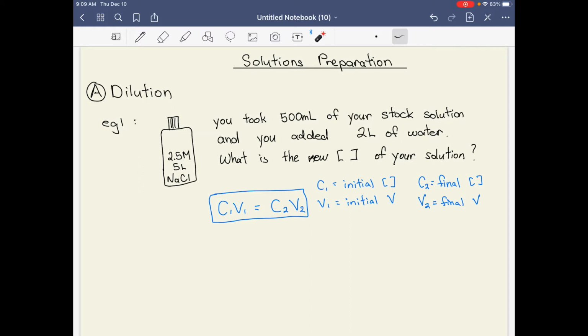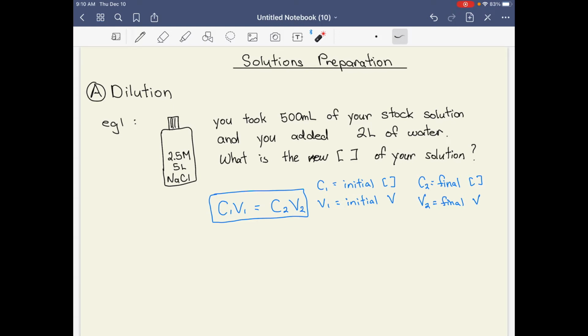Whatever. You have 2.5 molar, and you took some of these, okay? You took 500 milliliters of this. It's still 2.5 molar, but you're going to be adding water to that 500 milliliters. That means your concentration is going to drop because you're diluting the solution, right? So you should expect an answer that is smaller than 2.5. If you don't get something smaller than 2.5, it means there are problems.